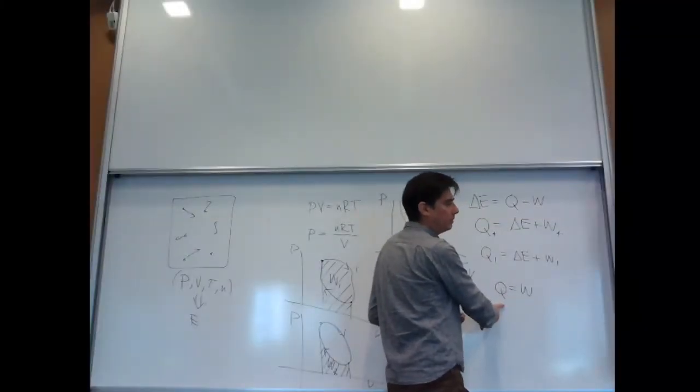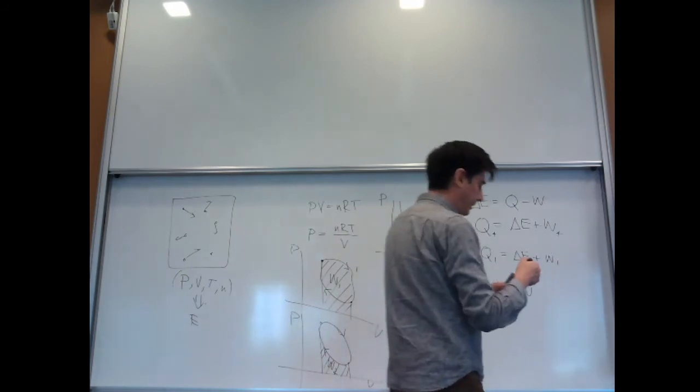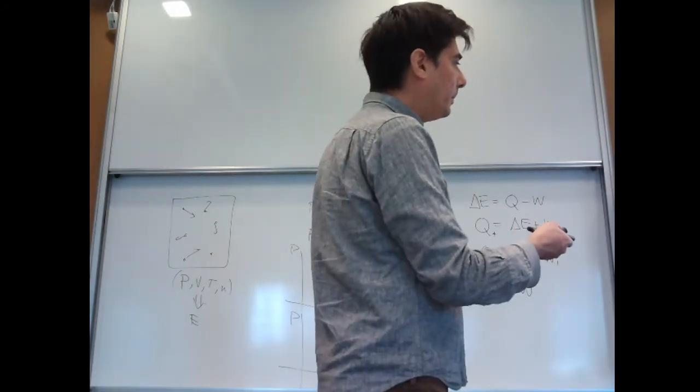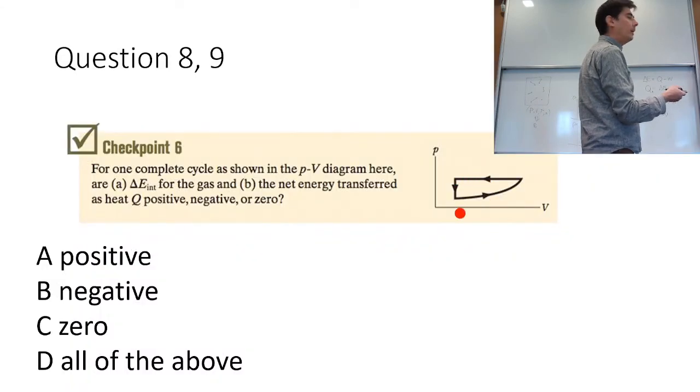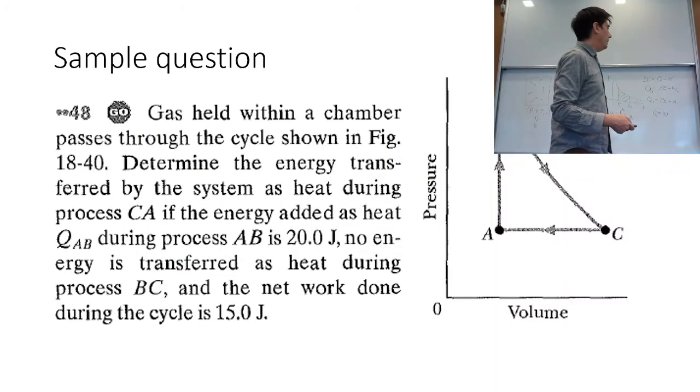And Q is not so obvious from this graph, but work we can work out from this graph, and it's just the area enclosed in the loop. And then we just have to look at whether this loop is going clockwise or anti-clockwise. Because it's going anti-clockwise, that means the work must be negative, because the work in this first leg will be a larger negative number than the positive number in this backward leg. Okay, so the work is negative, and so the heat must be negative.